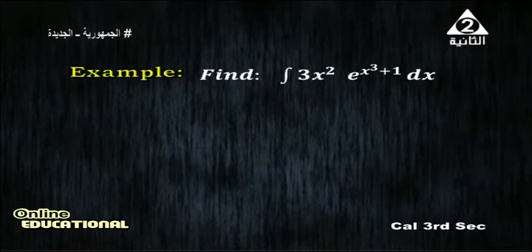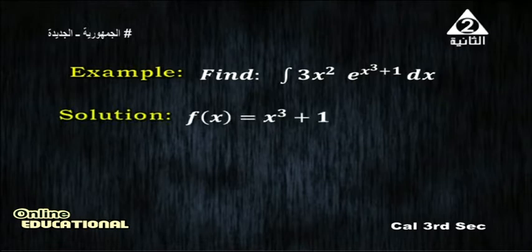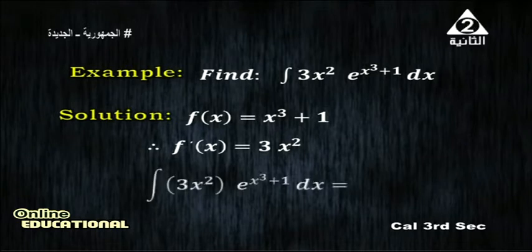Example. Find the integration of 3x to the power 2 multiplied by e to the power x power 3 plus 1 dx. The function f of x equals x power 3 plus 1, f dash x equals 3x to the power 2. Then we have 3x power 2, which is the derivative of the power, multiplied by e to the power x power 3 plus 1 dx. Then the integration equals e to the power x power 3 plus 1 plus the constant c.